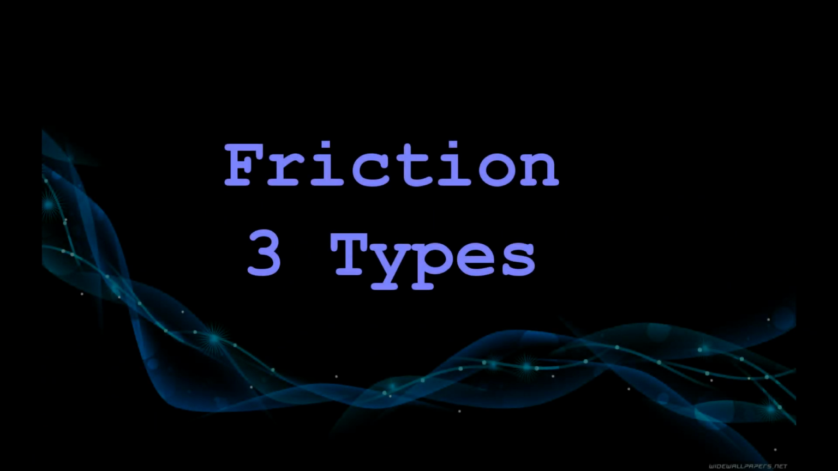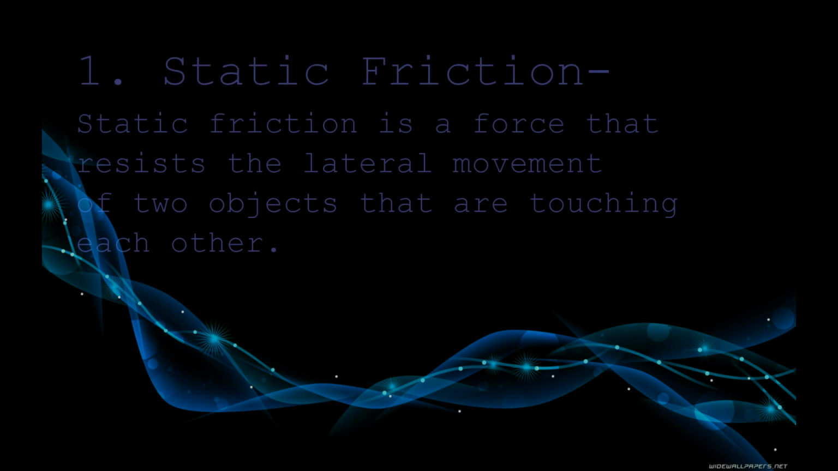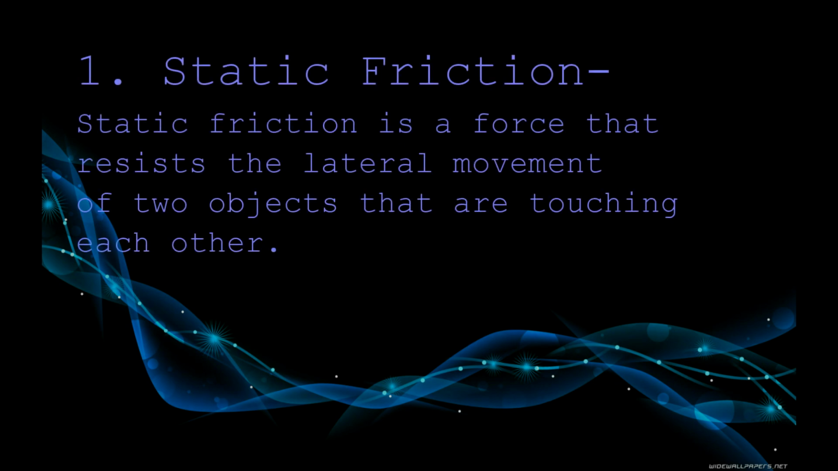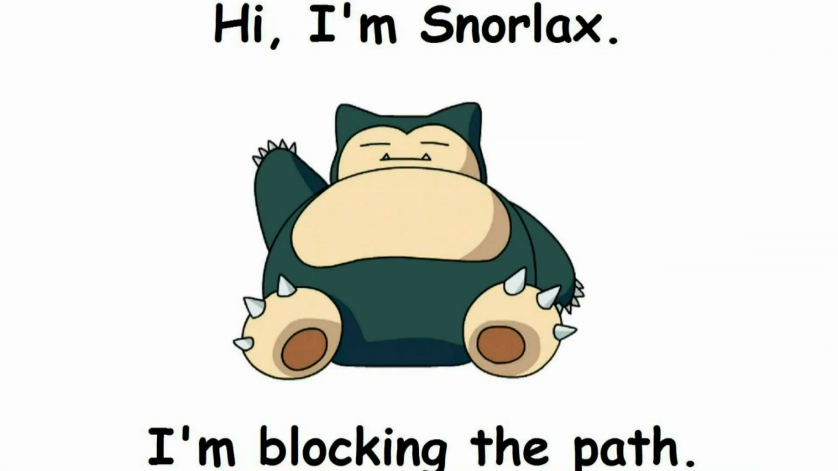Alright, so first I want to talk about the three types of friction. The first being static friction, and we know static friction is just a force that resists the initiation of movement, like a box on the ground, or a better example would be a Snorlax, because you just can't move them unless you have the fluid.